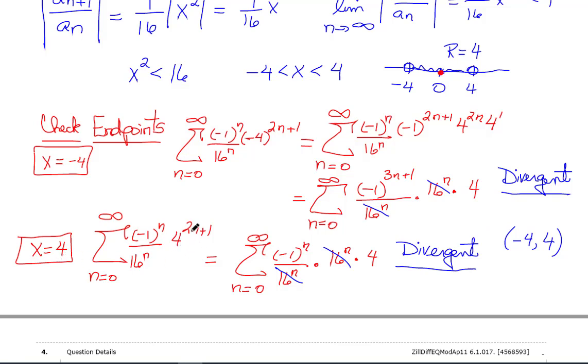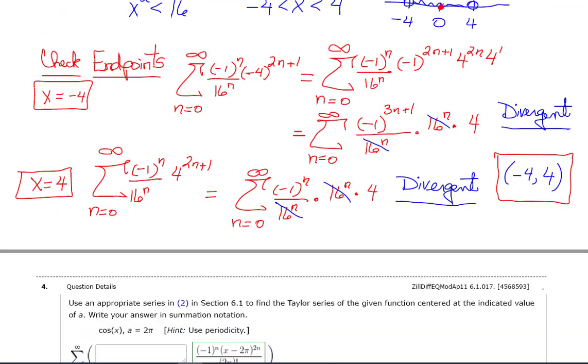Plugging in +4, things are not any better. This is 4 to the 2n. I get this 16 to the n again. I get a leftover 4, which doesn't go away. And so now I've got -4 plus 4 minus 4, and so on. And so the only part that works is -4 to 4 with a radius of convergence of 4.